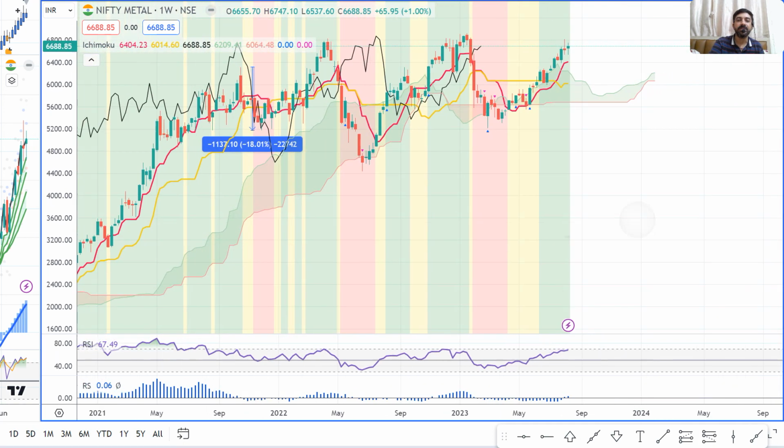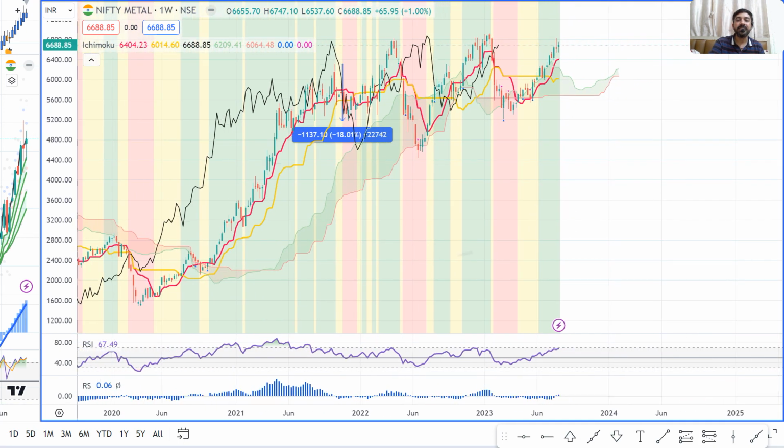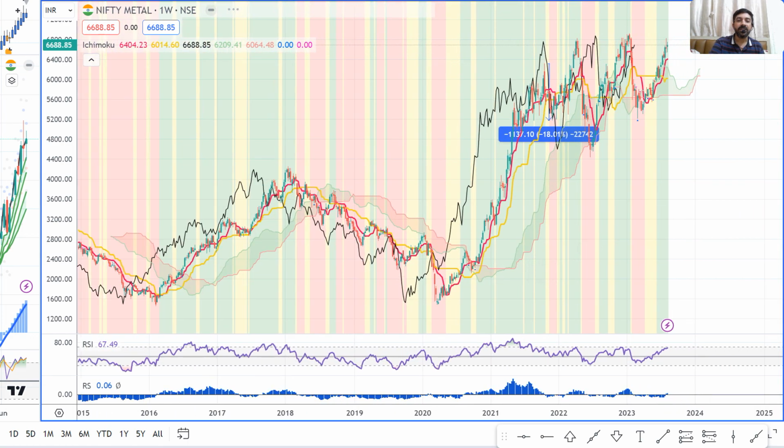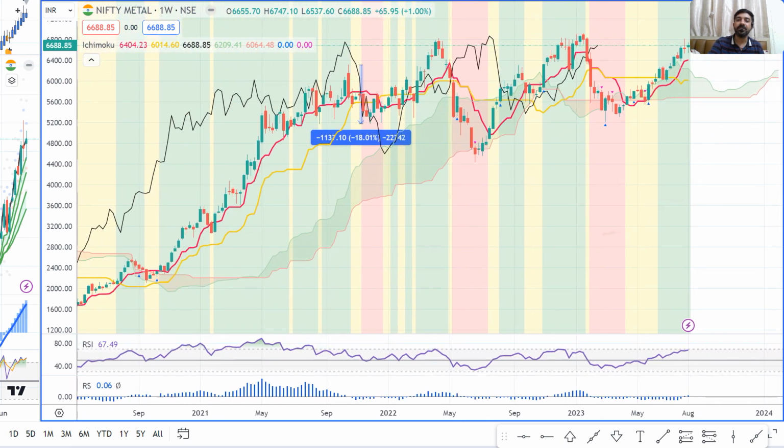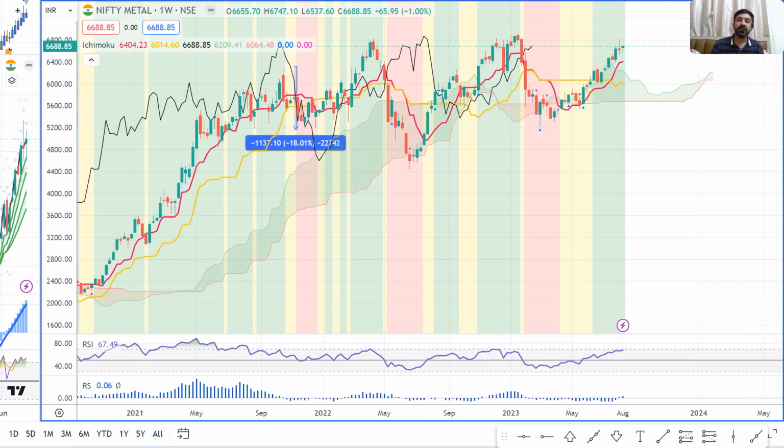But metals is a cyclical sector. The best time to invest in metals is when there is a recession going on and a gloomy scenario, something like that. That is the best time to invest into metals. This is not really the best time, as these are more cyclical stocks, and breakout is not the best strategy to trade them.